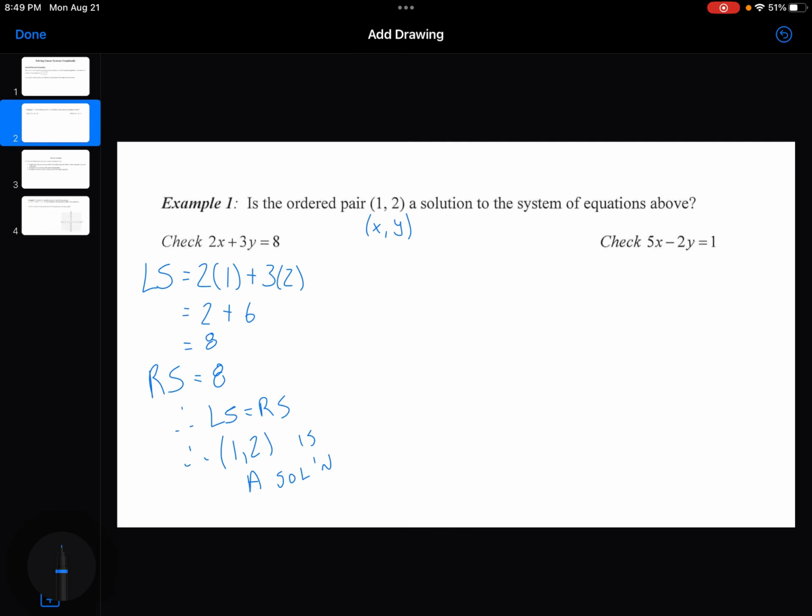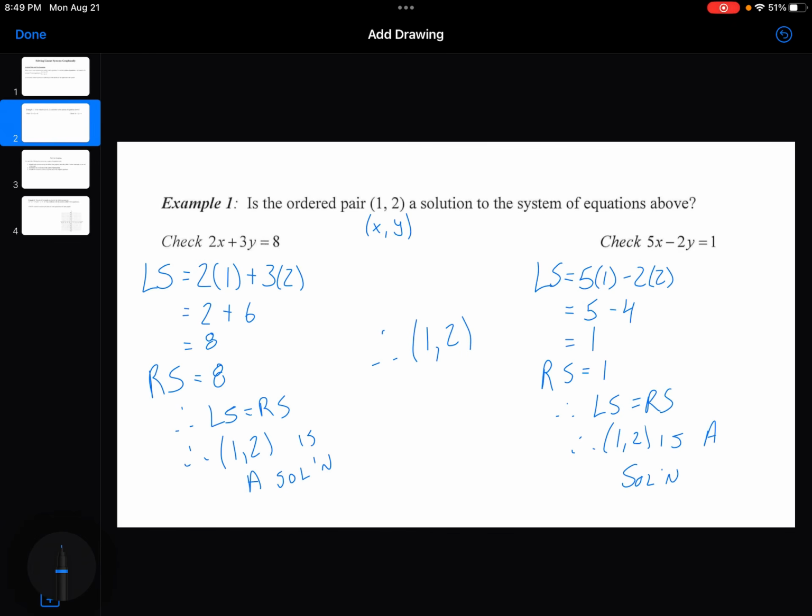So it works for the first equation. Let's check the second one. We're going to do the same thing. Left side first, so we've got 5 times 1 minus 2 times 2, we get 5 minus 4, we get 1. The right side is also 1, so therefore our left side equals our right side. (1, 2) is a solution again. And that tells us, therefore, (1, 2) is a solution for this system.